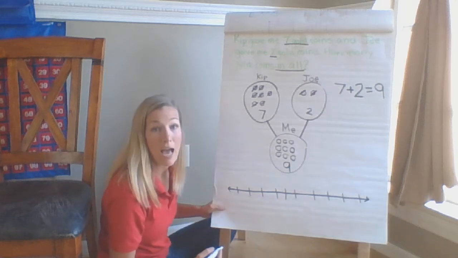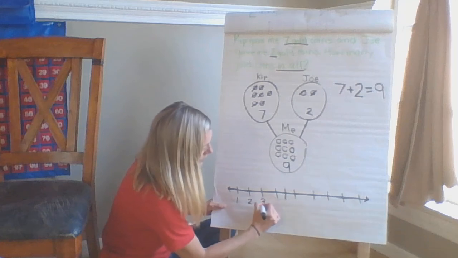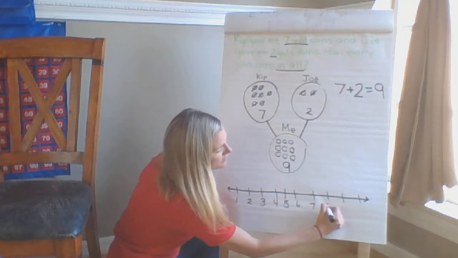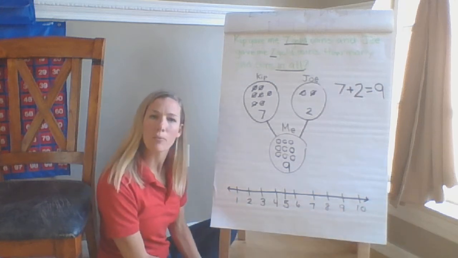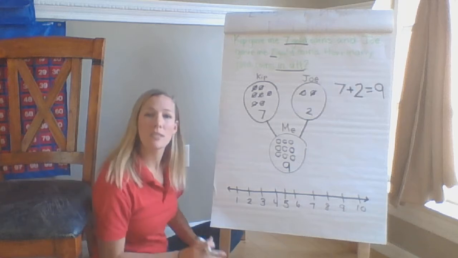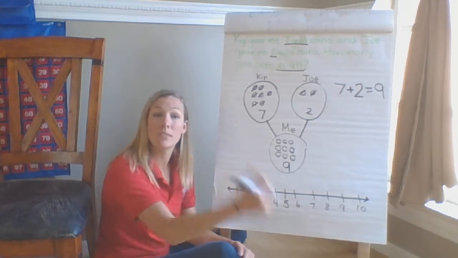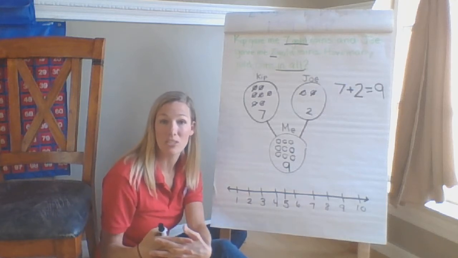All right, let's go ahead and label our number line. So here's 1, 2, 3, 4, 5, 6, 7, 8, 9, 10. It's a little bit imperfect, but it works. So when I use a number line strategy, the great part about that is I can use it to do some skip counting. That kind of goes along with that subitizing skill that we practiced earlier.